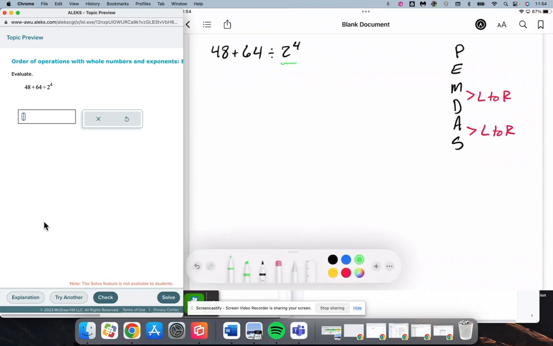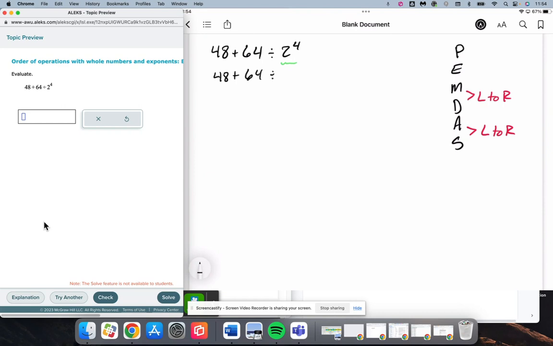So 48 plus 64 divided by 16. And so down the order of operations we go. We did exponents. Multiplication, I don't see any. Division, I see some right there. So copy our 48 plus, 64 divided by 16 is 4. 48 plus 4 is going to be 52.